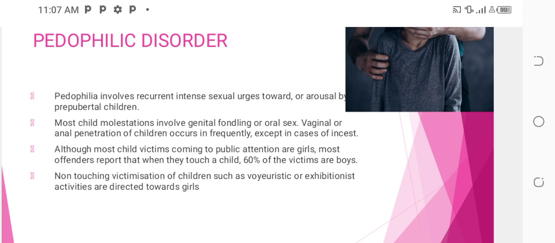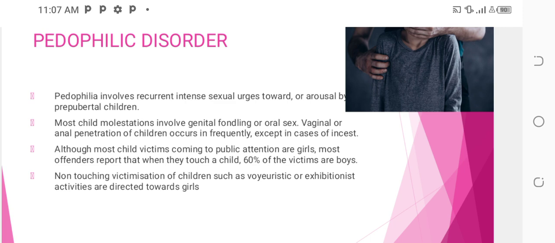We should specify whether it's the exclusive type, where the individual is only attracted to children, or the non-exclusive type, where they are attracted to both children and adults. Specify if the offender is sexually attracted to males, females, or both. Specify if it's limited to incest.